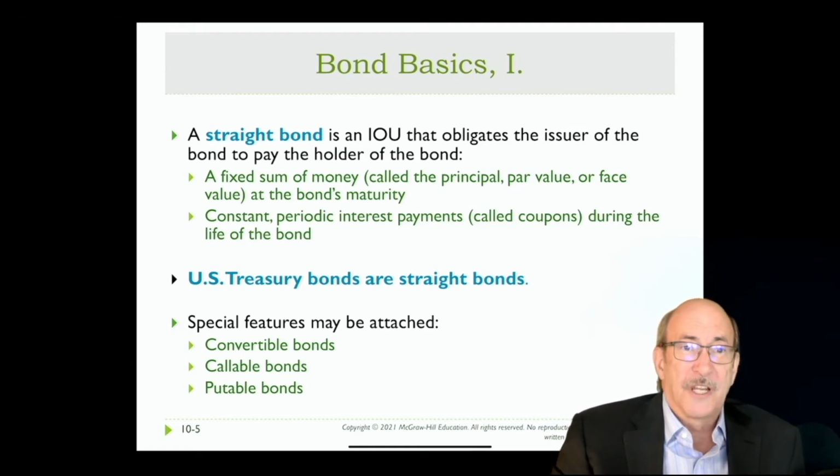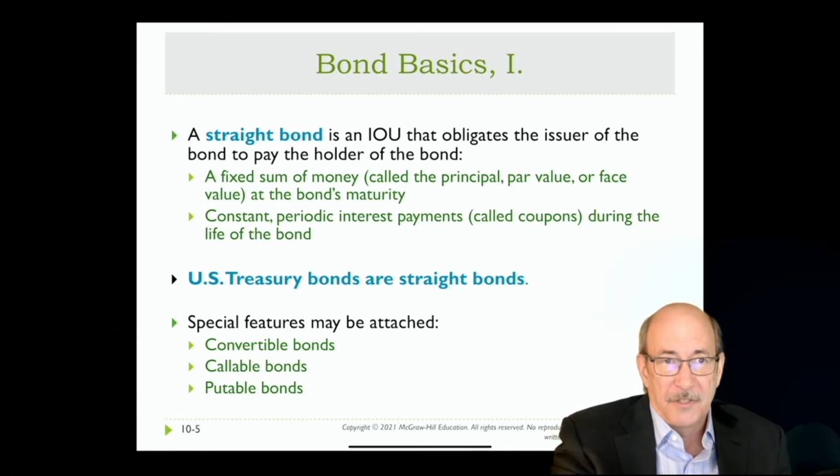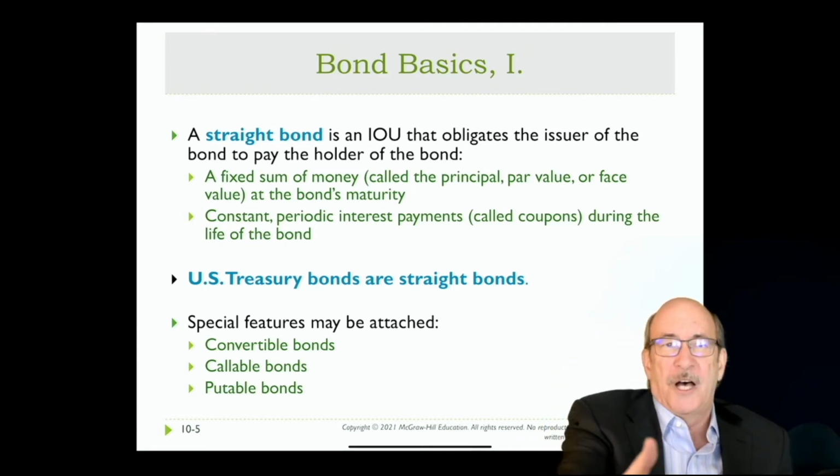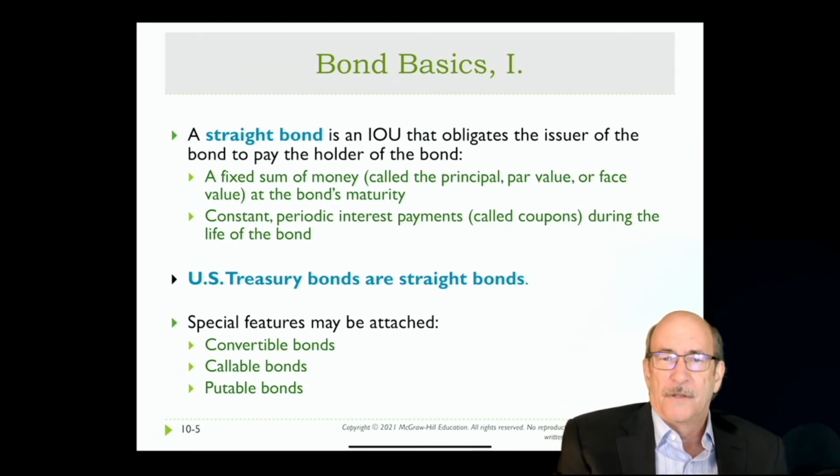Putable bonds give, again, this is an option that the holder of the bond has, and they can put the bond back to the issuer earlier than maturity. When might you want to exercise an option like that?